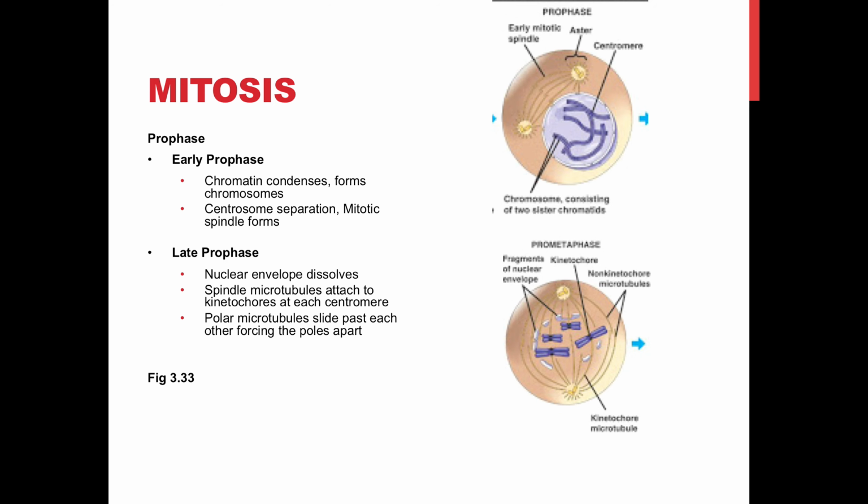Microtubular arrays called asters extend from the centrosome matrix. That's the last step of early prophase. And that's labeled. The asters are labeled there.